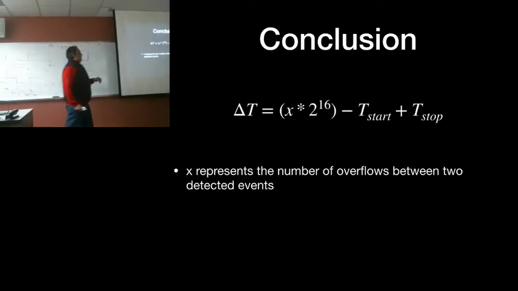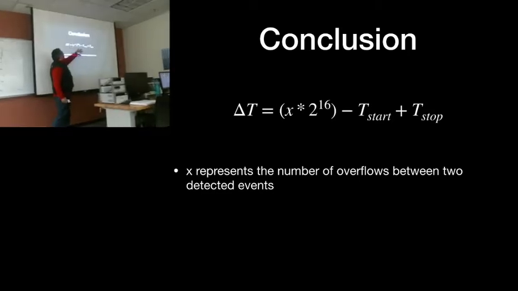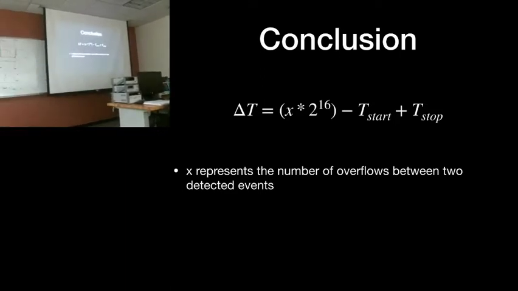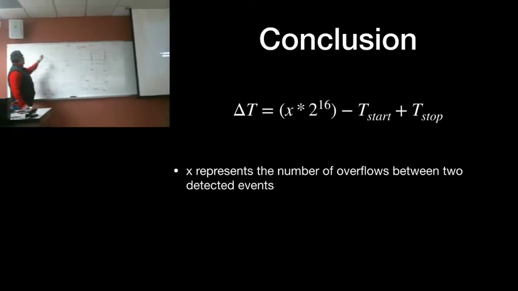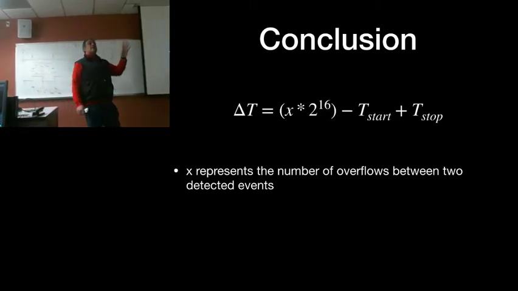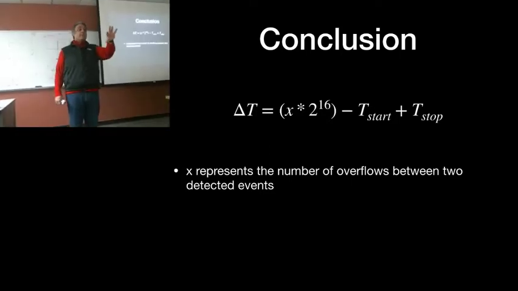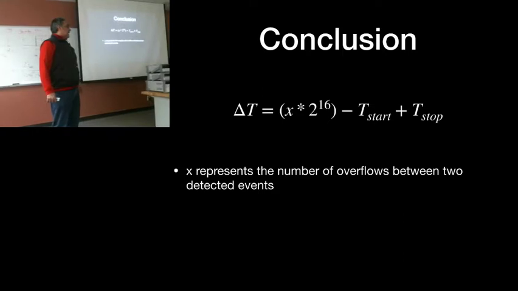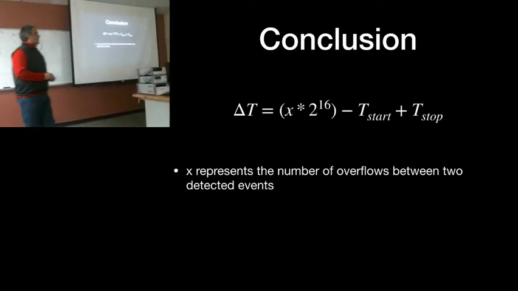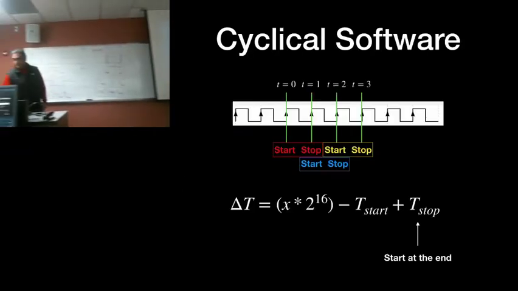So this formula is what's going to be inside of the capture and compare module. Every time one of these edges shows up, I will look at it, look at the past, calculate the amount of time in between, and that way I can tell you what's the frequency or the period of the signal that I'm seeing. Does that make sense? All right, here we go.